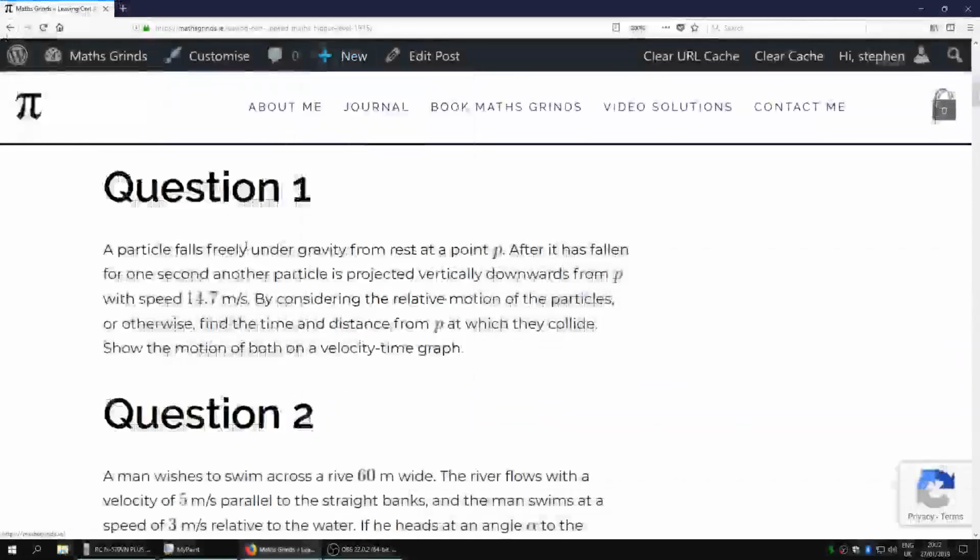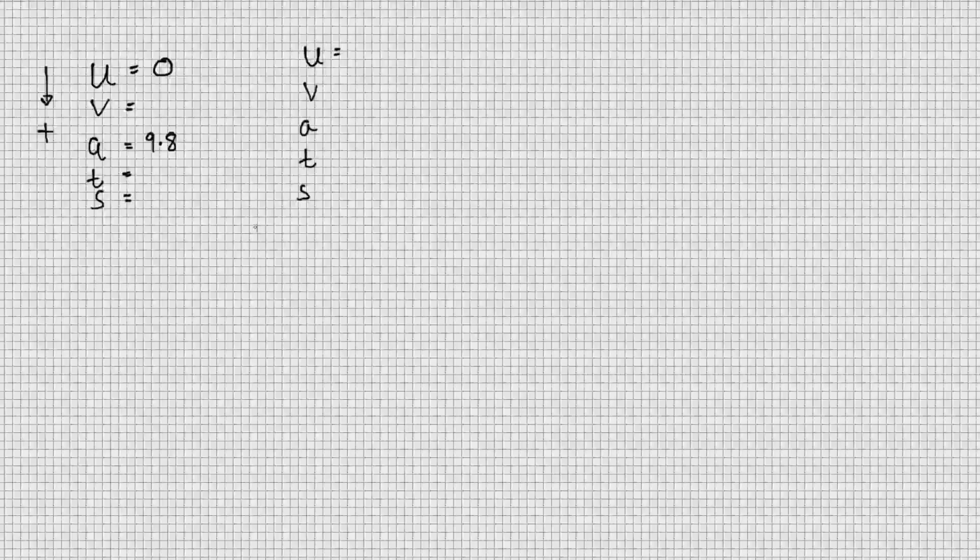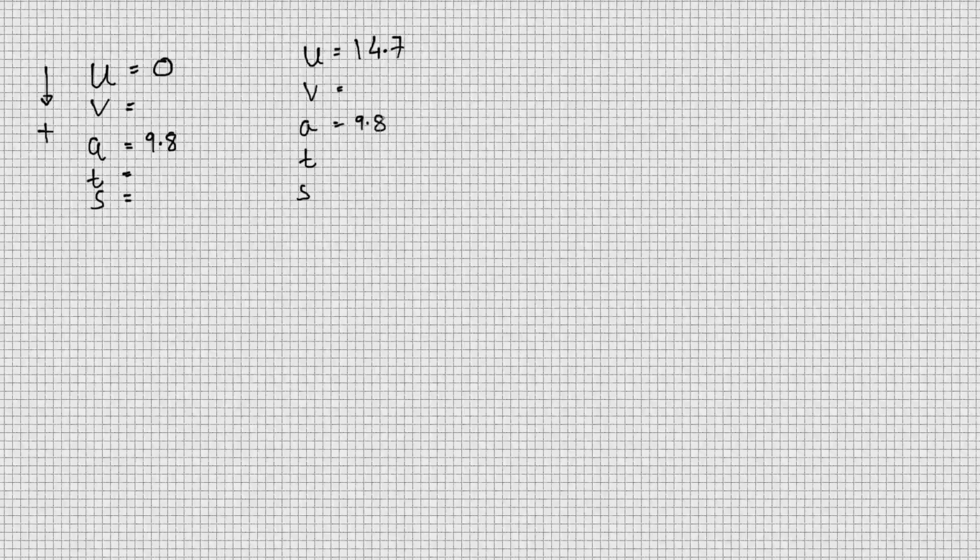So I think about it like this: U, V, A, T, S, and we're going to take down as positive. So for the first particle, the U is 0. The V, we don't know. The A is 9.8. The T, we don't know. And the S, we don't know. For the second particle, U, V, A, T, S, I think we said 14.7, didn't we? Yeah, it's projected down at 14.7. The V we don't know. The A is 9.8. Now, here's the thing about the T.